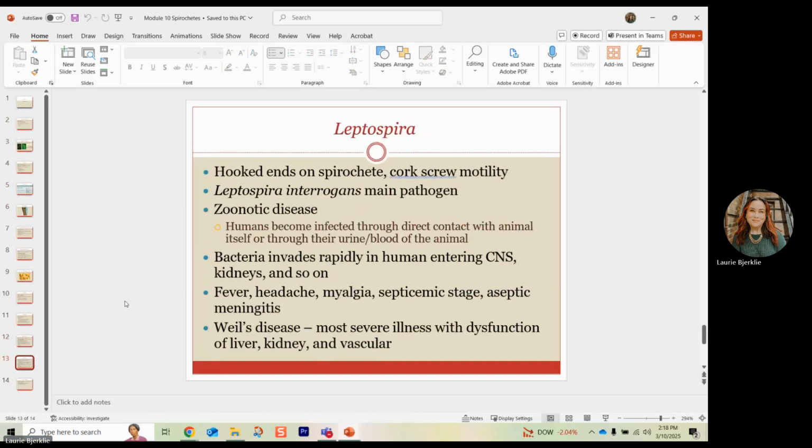All right. Leptospira is our third spirochete. As I said in the beginning, this is the one with the hooked ends. It has a corkscrew motility. Leptospira interrogans is the main pathogen. This is very much a zoonotic disease. You become infected with this through direct contact with the animal itself or through the urine or blood of that animal. It's well known to be linked with water sources. If there is urine in that water and you pick it up from that contaminated water source, that is one way you can also get it.